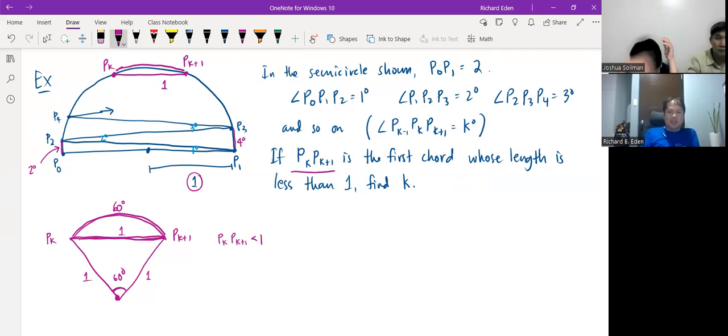but if P sub k plus 1 is less than 1, what's the implication on the arc? Suppose P sub k plus 1 is slightly smaller than 1. What do you think is going to happen to the angle opposite the arc? Is it going to be still 60 degrees, larger than or smaller than 60 degrees? Okay, smaller than. All right, 59 degrees.